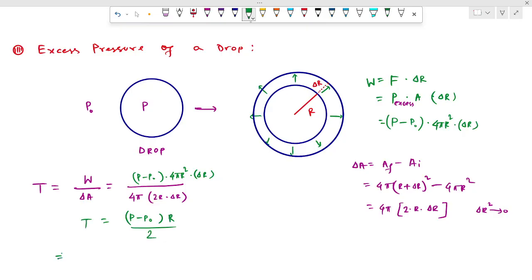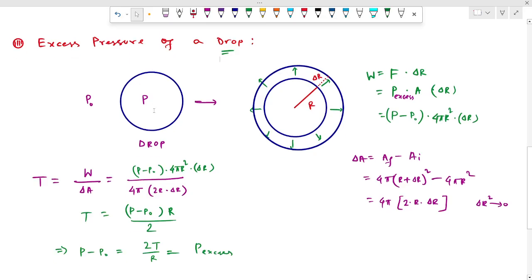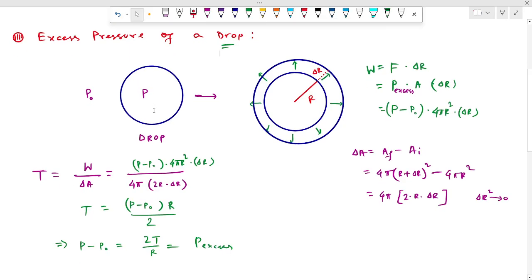So from this, we can write P minus P naught, that is the excess pressure, is nothing but 2T by R. This is excess pressure for a drop. What is the excess pressure for a bubble? Before going into that, let us take a message from here.